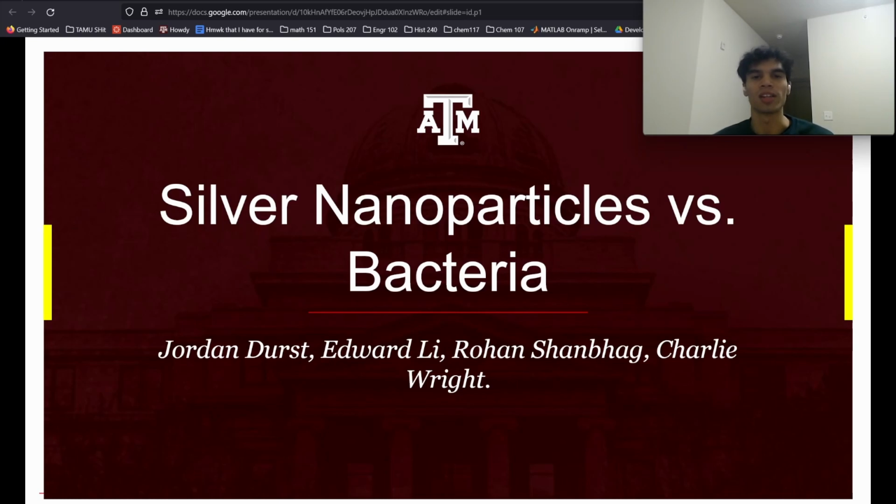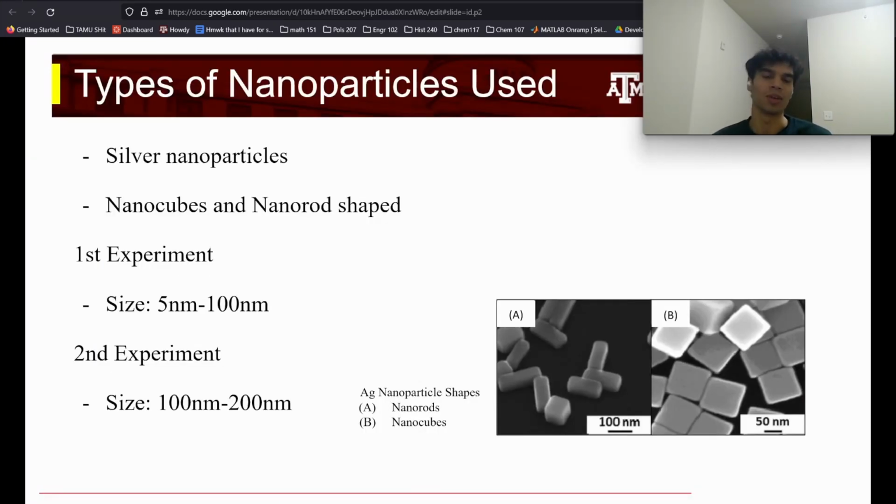The researchers primarily used silver nanoparticles for the antibacterial experiment. The synthesis of silver nanoparticles took place with different shapes, such as nanocubes or nanorods. As you can see in the images over here, nanorods are image A on the bottom there, and nanocubes are image B right next to it, so you can see the distinct shapes.